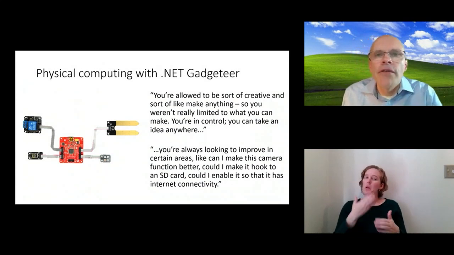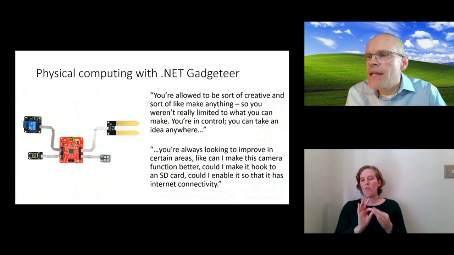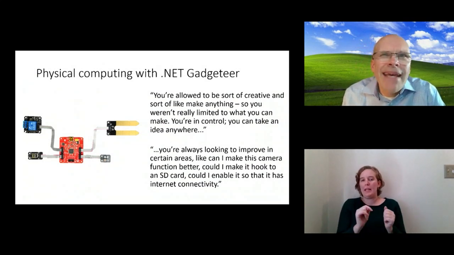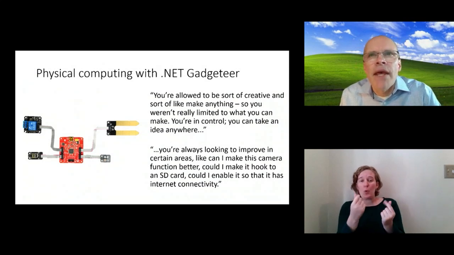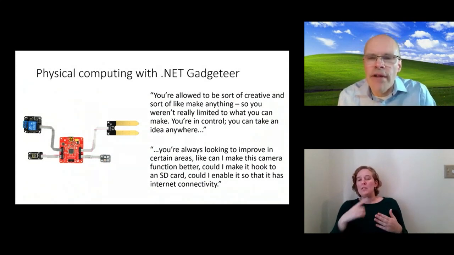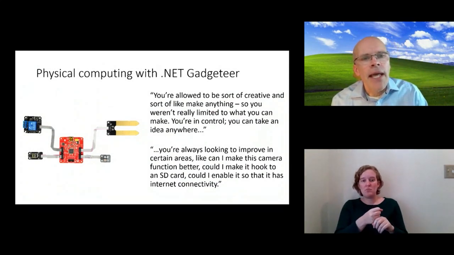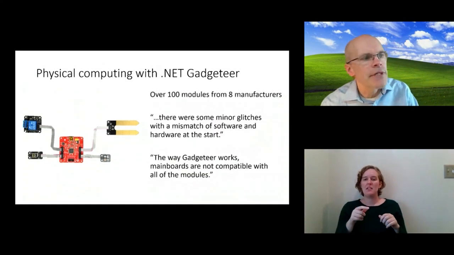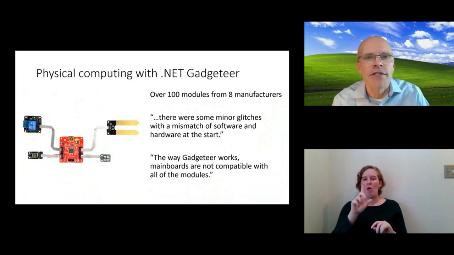I've got a couple of quotes here on the slide, and both of them allude to the open-ended nature of .NET Gadgeteer. One student said, you can be creative and make anything, really. You weren't limited in what you could do. You could take an idea anywhere. Another student commented on the fact that once they built something, they could iterate on it. They could always add more functionality. In part, this was enabled because we had over 100 different hardware modules that you could use with a Gadgeteer system from 8 different manufacturers.